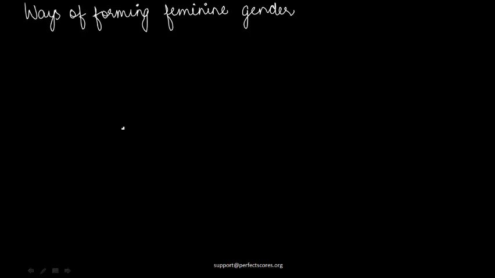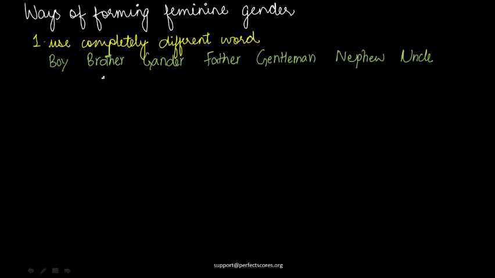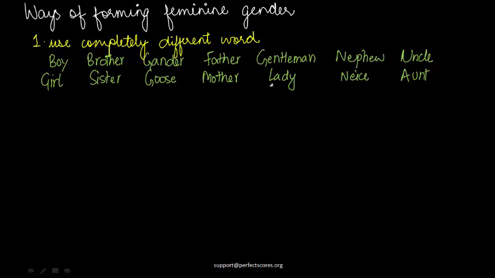The first way is going to be using a completely different word. For example, in these ones, from boy, you get girl. From brother, sister. From gander, goose. From father, mother. From gentleman, lady. From nephew, niece. And from uncle, aunt. There are lots of different examples, not just these ones, but I've taken the common ones so that you can understand in a more detailed and a little bit more simpler way. So that is the first way of forming feminine gender, by using completely different words.